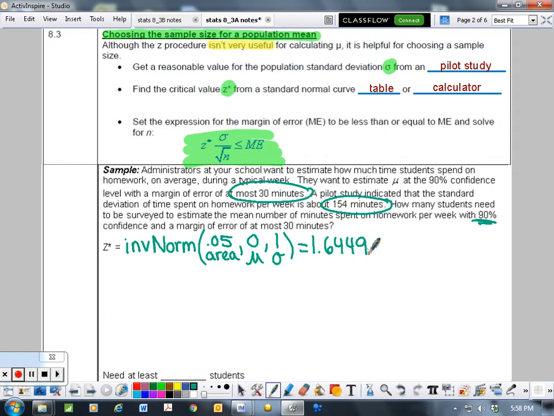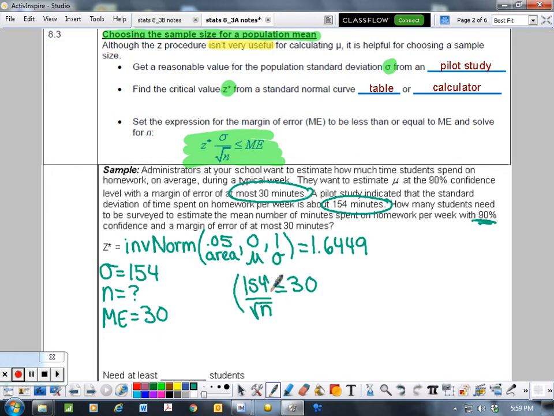And they already told us that our standard deviation from a previous pilot study is 154. We don't know the sample size, but we do know that we want the margin of error to be at most 30 minutes. So we're going to plug into our formula for margin of error. We have our standard deviation, over the square root of our sample size, which we don't know. That's how we're going to figure it out.